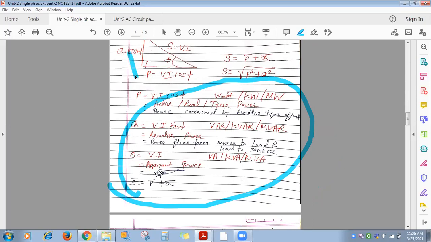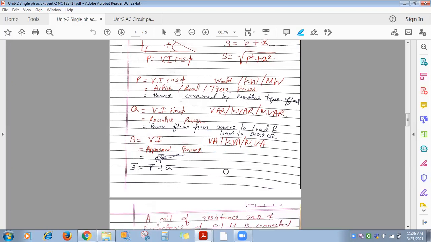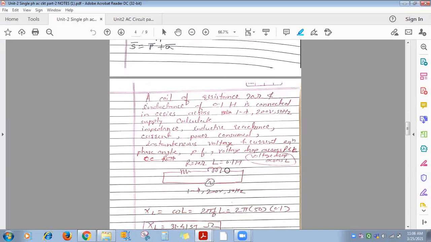What is the full form of VA? In apparent power, it is volt amperes. See here, voltage into current. What is the formula? It's voltage into current. So volt amperes is the unit. kVA means into 10 to the power 3, MVA means into 10 to the power 6. Remember the units, remember the formulas. That is how you have to prepare from the MCQ exam point of view. So this is about series RL.